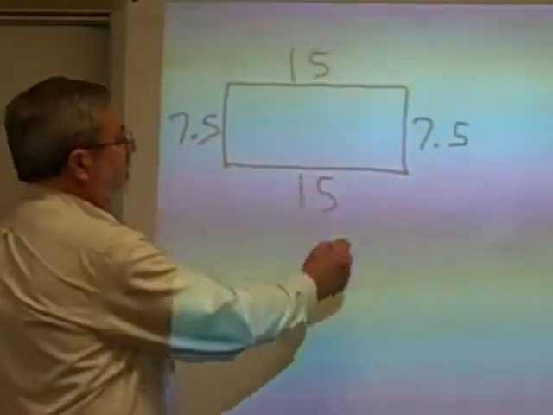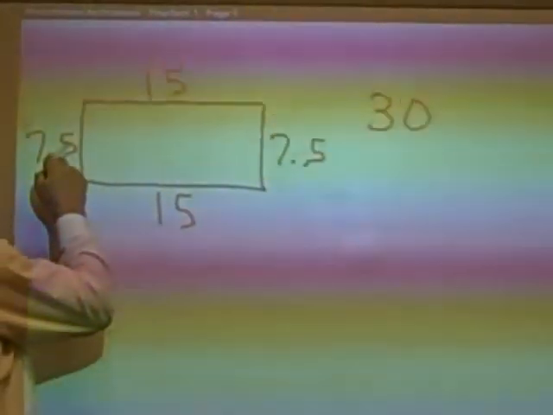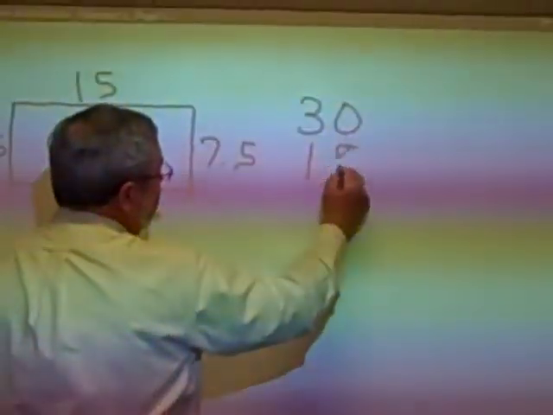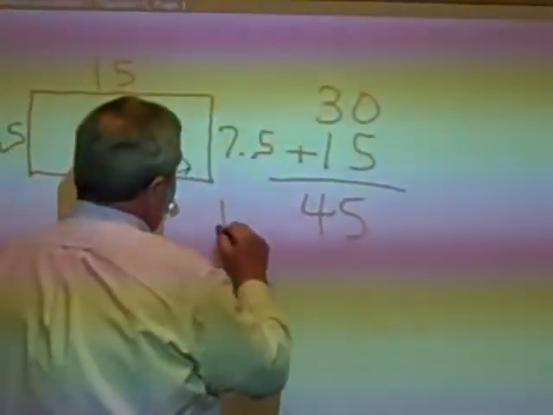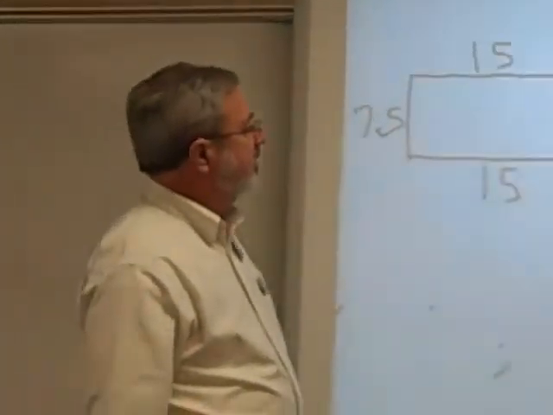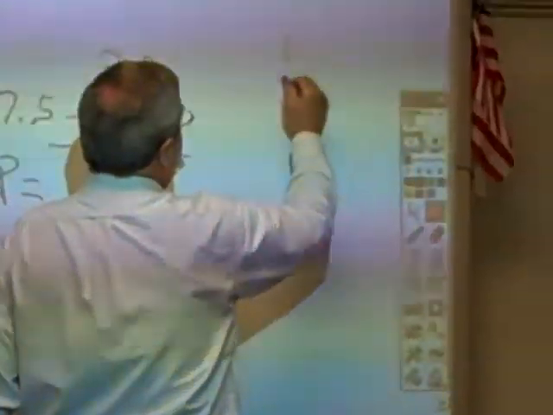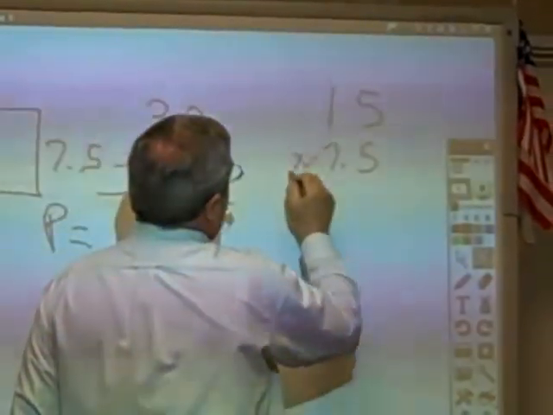on each end. So 15 plus 15, of course, is 30. 7.5 plus 7.5 will give you another 15. So the area of this, I'm sorry, the perimeter of this figure will be 45. Now to get the area, we're going to do the same thing again. This time we're going to do 7.5 times 15.